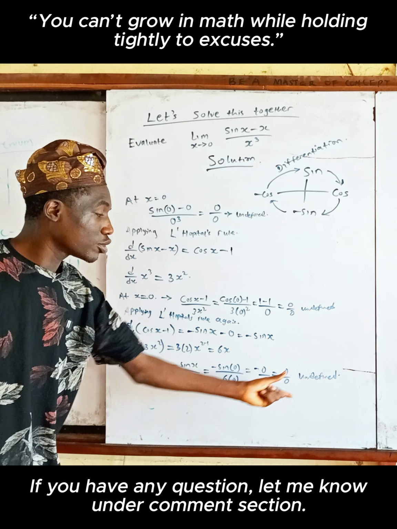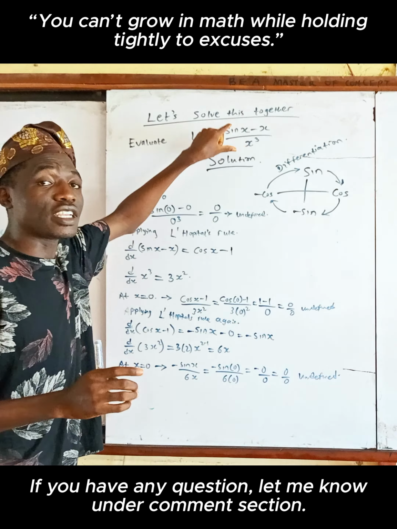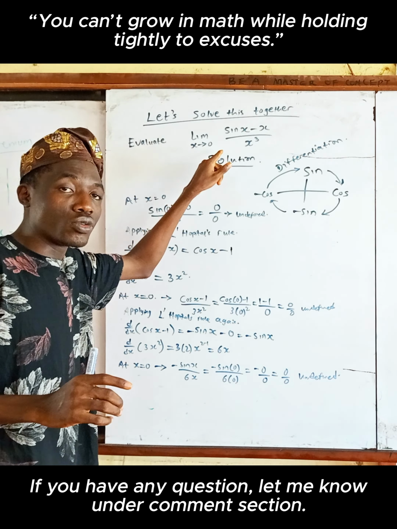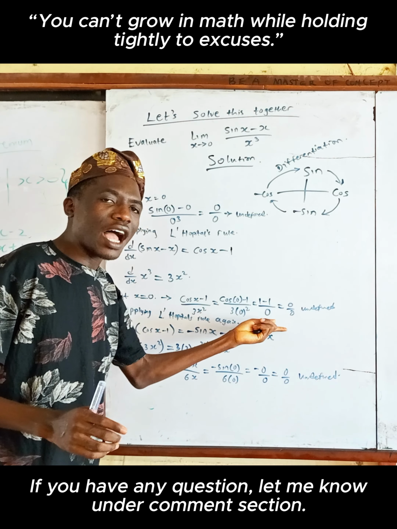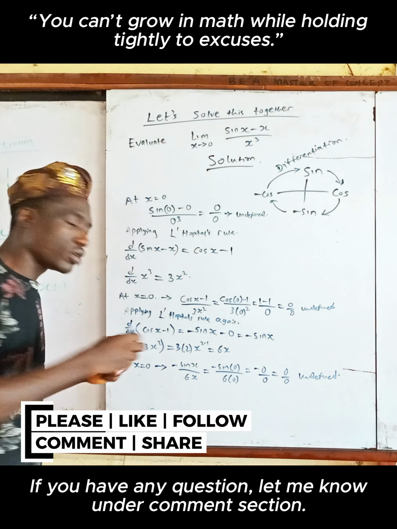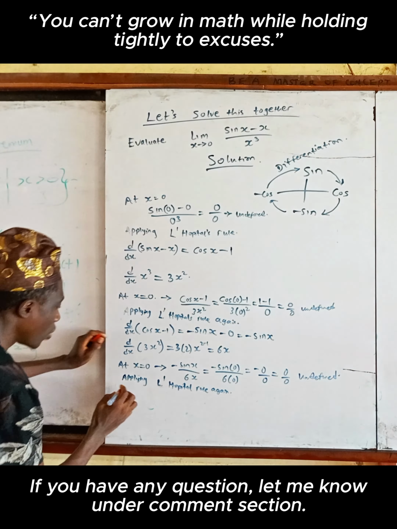Does it mean now that you are going to stop here? No. The principle is whenever you are taking any limit of a given expression at a given value, which is x tends to this value, you must make sure you do not have 0 in your denominator. We are going to apply the L'Hopital's rule again. Let's see what we are going to have.